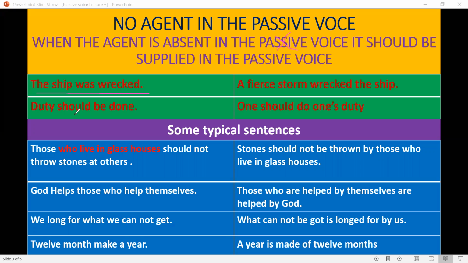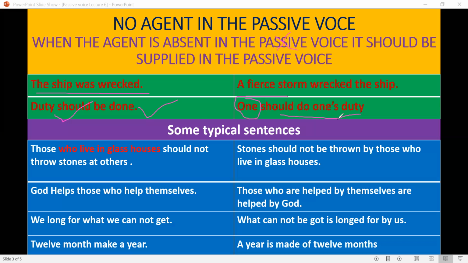"Duty should be done." This is passive voice. "One should do one's duty." Here you will find no agent, so we have provided an agent, "one." We have generalized this meaning: everyone should do his duty. So we have made it "one should do one's duty."